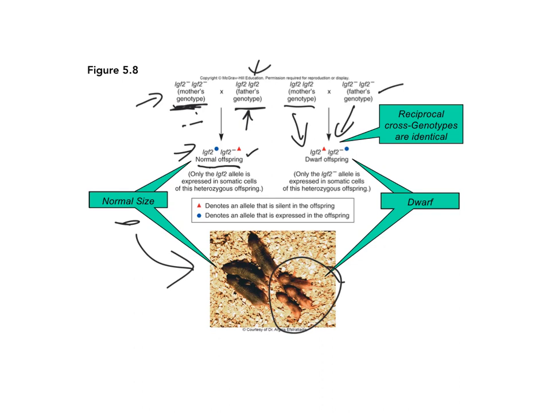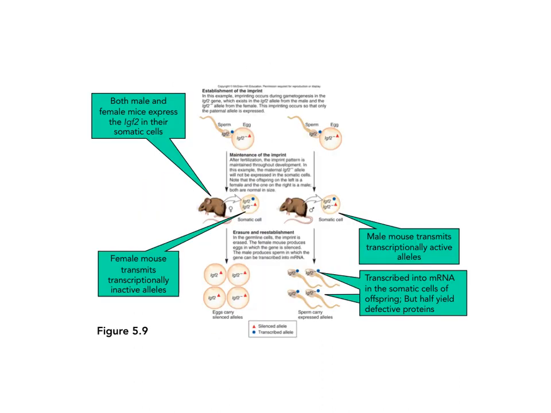So it's silent. Now, let's think about this in terms of somatic cells and also germline cells, which would include the sperm and the eggs. So here we have an egg that has the mother's IGF2 gene that is silenced. In this case, the mother's IGF gene is actually a mutant form.